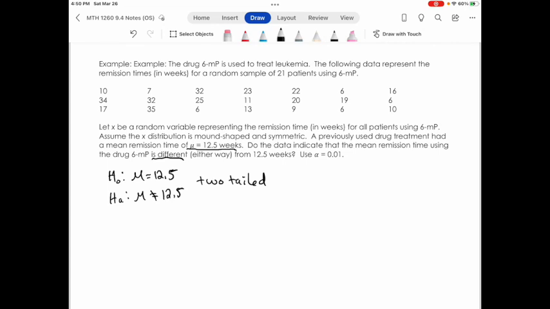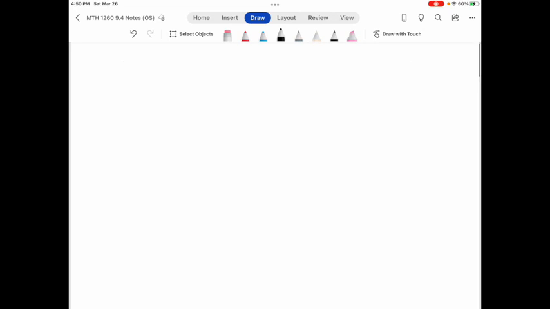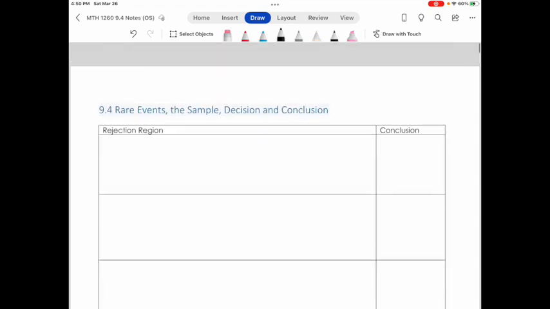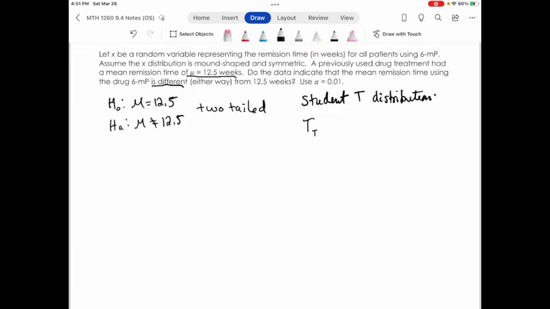Now, nowhere in the information that's given to us are we told what the population standard deviation is. We just have the information from the sample, which tells me that we're going to use the student t-distribution and our test statistic. Our test statistic is going to be t, and we take the mean minus the mu, divided by the sample standard deviation over the square root of n. This is going to give us our test statistic.